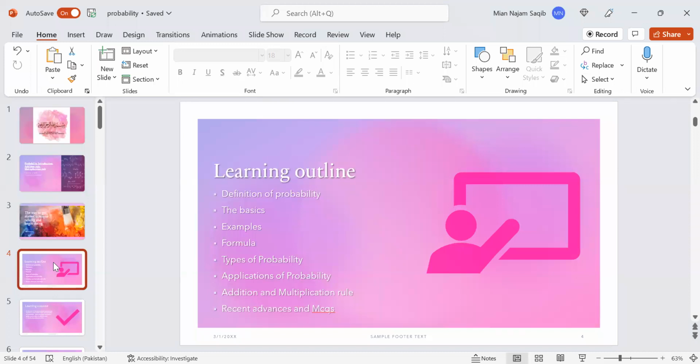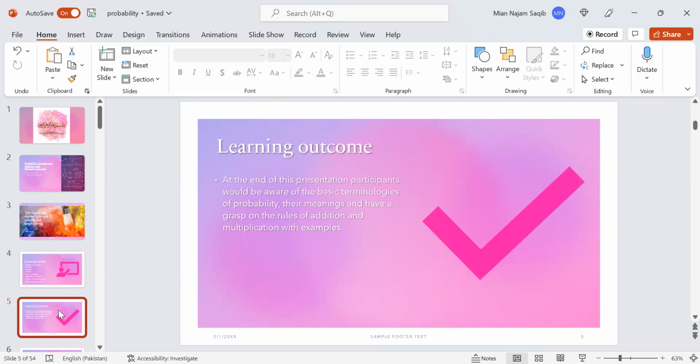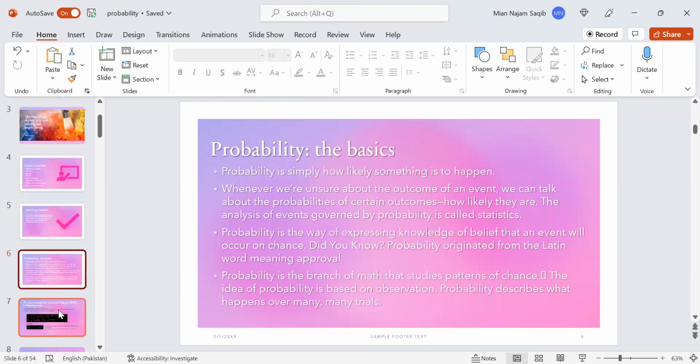My learning outlines for today are the definitions of probability, the basics, examples, formula, types of probability, applications of probability, addition and multiplication rule, recent advances, as well as MCQs. At the end of this presentation, participants will be aware of the basic terminologies of probability, their meanings, and have a grasp on the rules of addition and multiplication with examples.